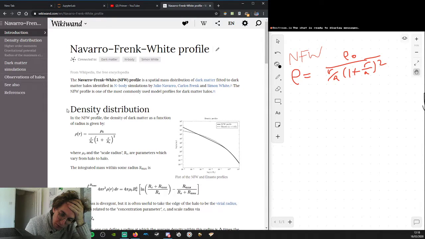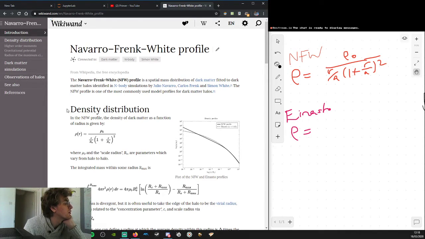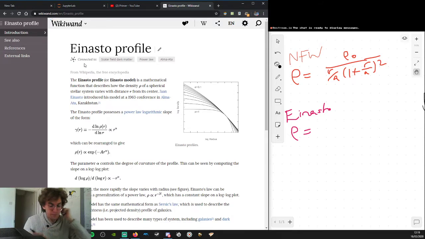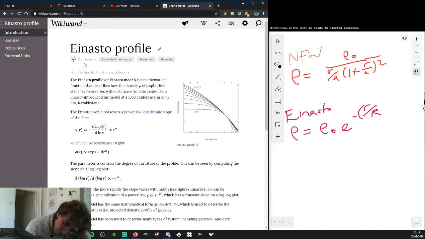We have something that was suggested as a basically more accurate, better fitting version. We have Einasto, which looks like rho equals rho naught e to the minus a r to the alpha. And you know what, let's put this in another form. This isn't normally how you talk about an Einasto, but I think it's actually clearer this way. E to the minus r over big R to the alpha.